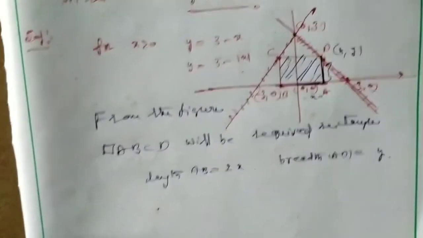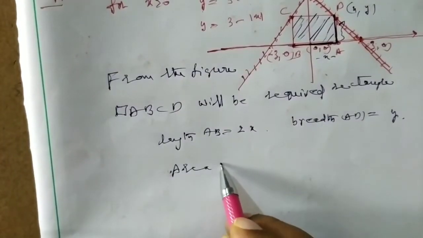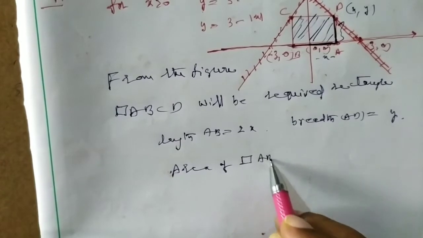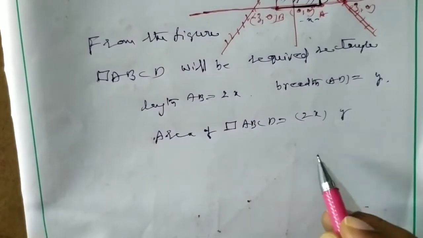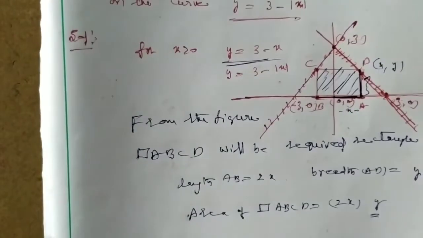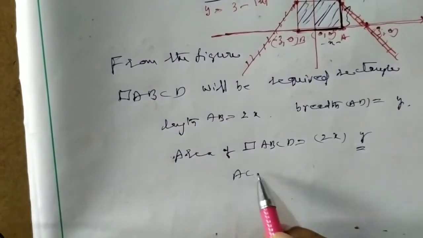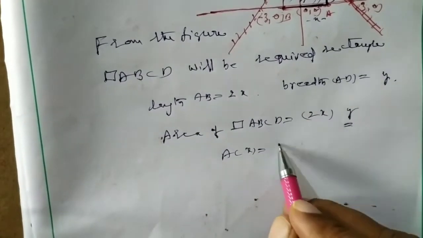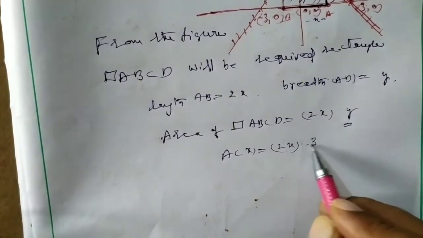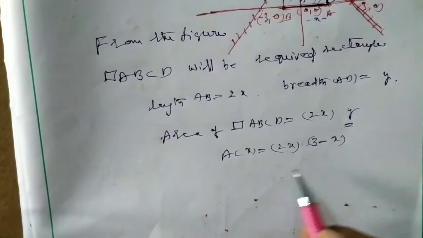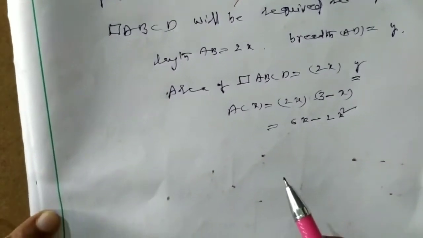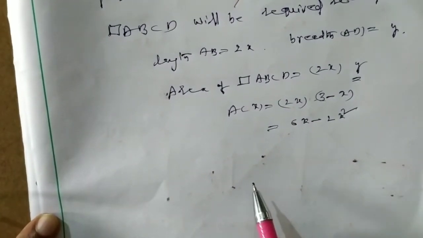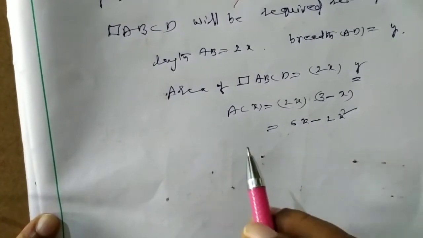So the area of rectangle ABCD is equal to length into breadth, that is 2x into y. As y is equal to 3 minus x by the definition, let the area be A of x, which is 2x into (3 minus x), that is equal to 6x minus 2x square. This is the area. Now we have to find its maximum area.